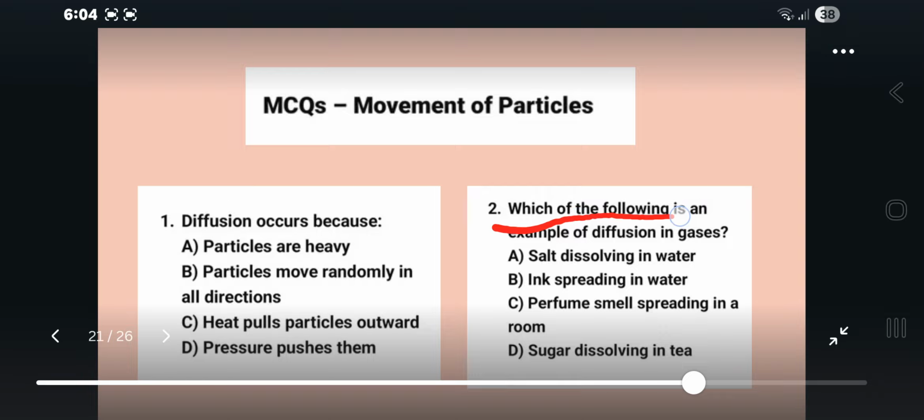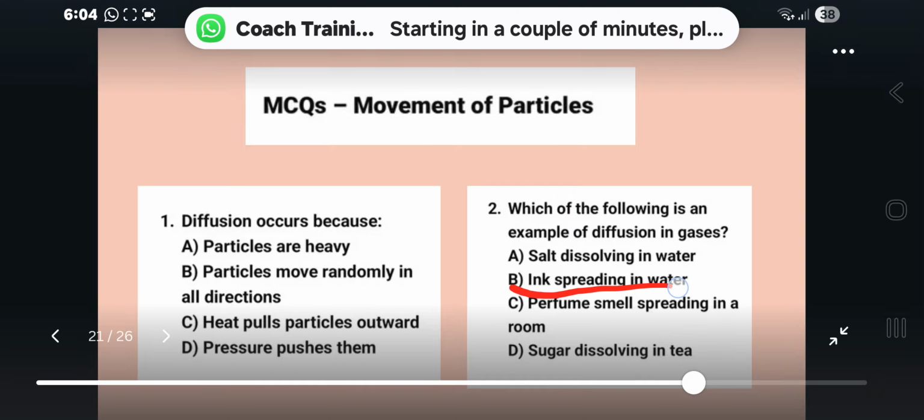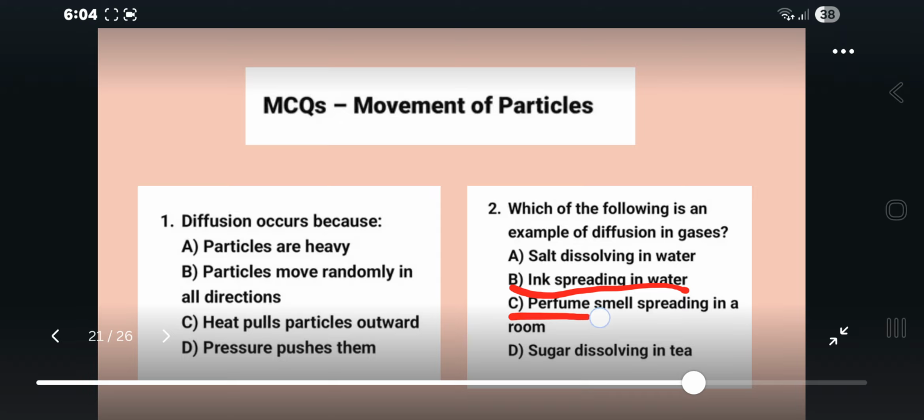Which of these following is an example of diffusion in gas? Tell me. Ink spreading in water, perfume smell spreading in room, and what? Please tell me. Yes, I will explain these questions in the next lecture, inshallah. Yes, the correct answer is C. Well done.